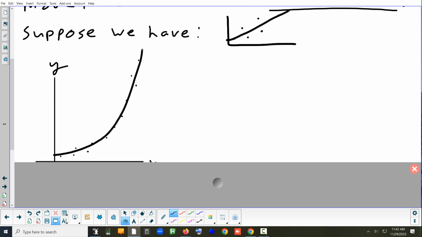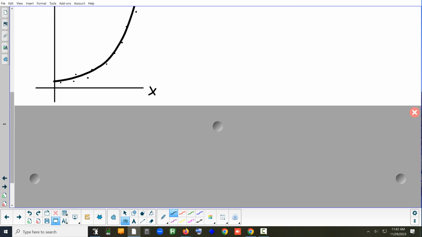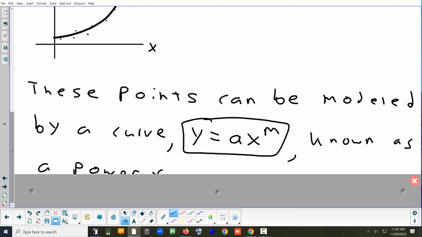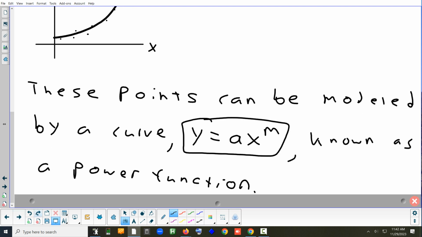There's all kinds of curves. There's parabolas, those are curves. Exponentials, those are curves. We're going to look at what's called a power curve or a power function. So I'm going to show you on the calculator, if you have a set of data that it says to model with a power function, how you do it.